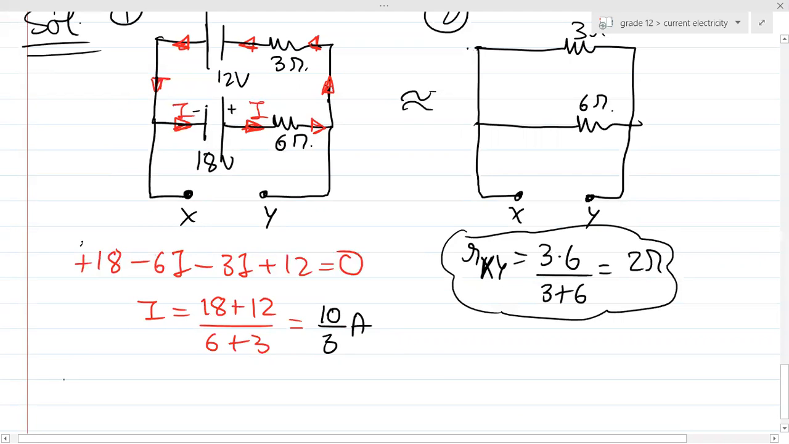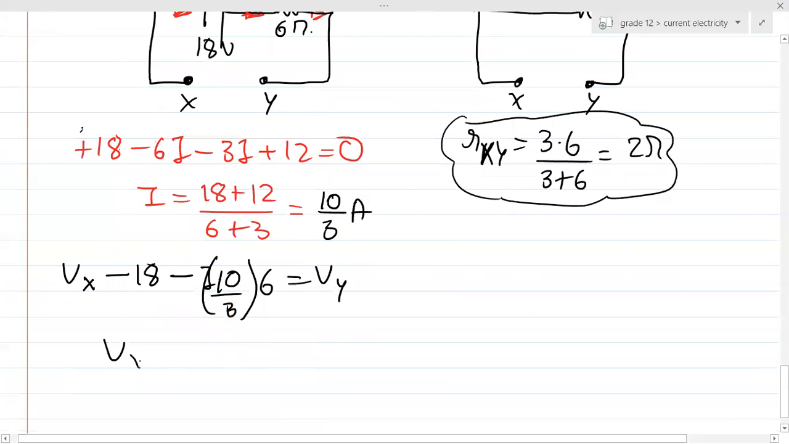Once you find out the current, then you will find out the potential difference across X and Y, right? So Vx minus 18 minus I into 6, so minus 10 by 3 into 6 is equal to Vy. So can you see from here Vx will be how much? Vx minus Vy, this thing will go to the left hand side and become positive, right? So 10 into 2 is 20, plus 18, 38, right? Yes or no, guys? So basically this thing became 38.